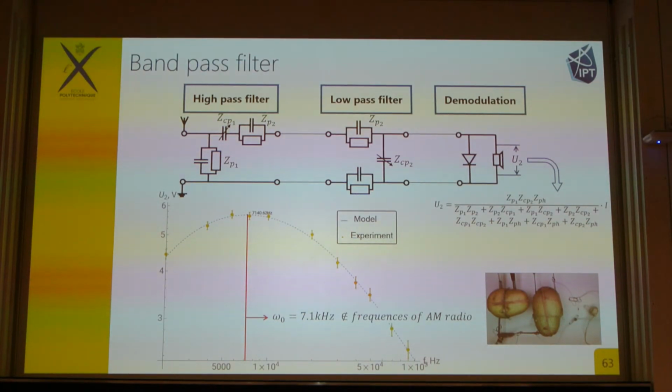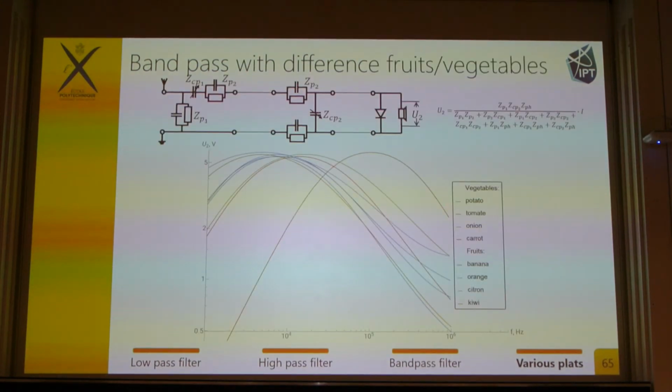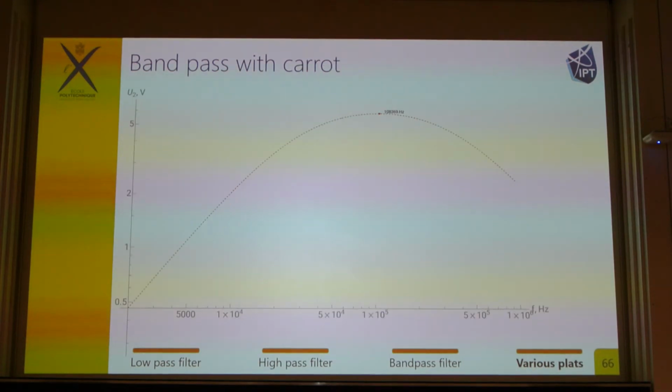But as you may remember, we actually did it with many fruits and vegetables. Okay, we'll go for the same thing for many fruits and vegetables. This is our prediction for many fruits and vegetables, and as you can see, the carrot is very good. We'll choose the carrot because it has the AM frequency.